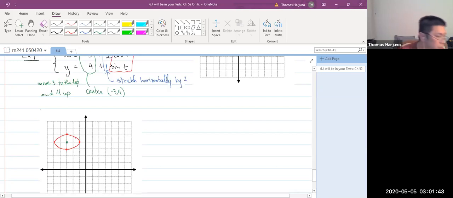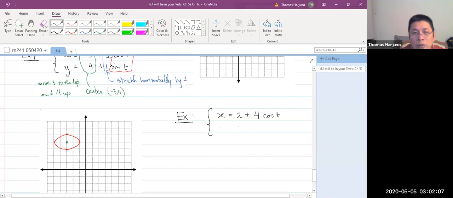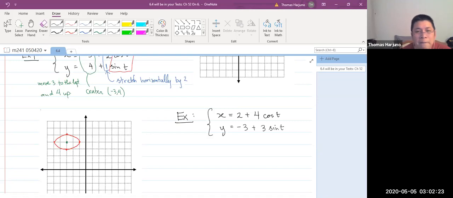Okay, now I will give you a break, but I would like you to sketch this at the same time. For example, sketch this curve, x equals 2 plus 4 cosine t, and y equals negative 3 plus 3 sine t. That should take you only around 5 minutes. Get the coordinates, the center, and then how far you go left, right, how far you go up, down. Then sketch the ellipse. Together with your break, we come back at 8:20.